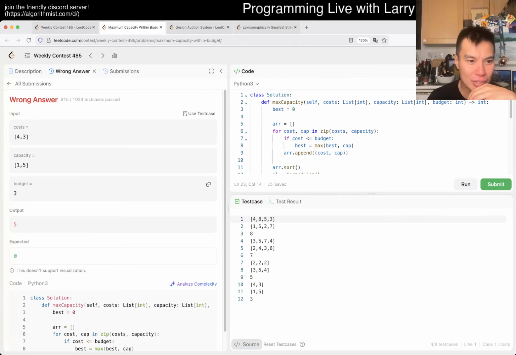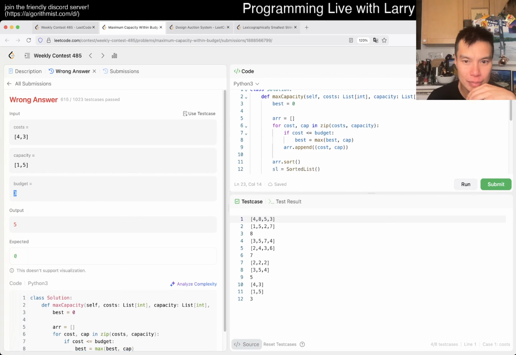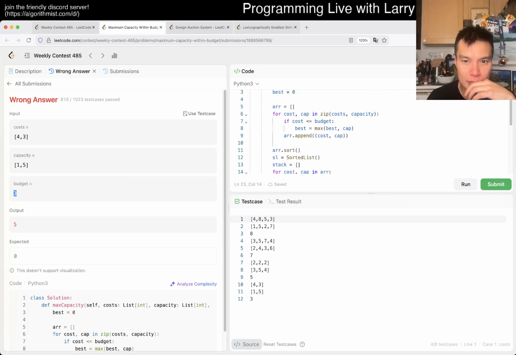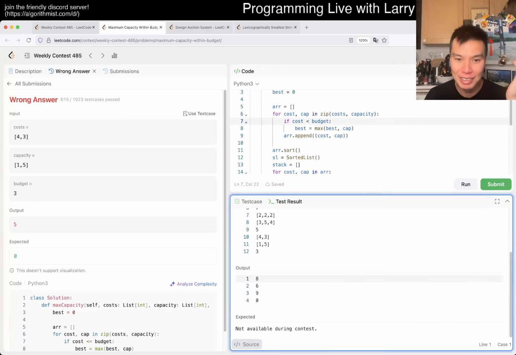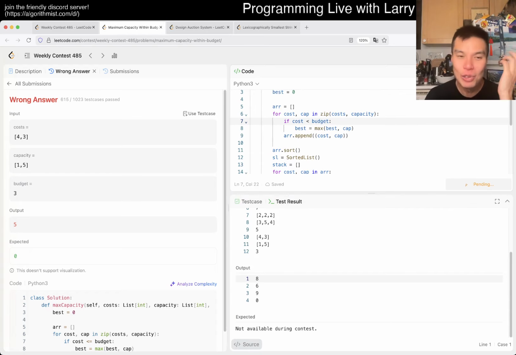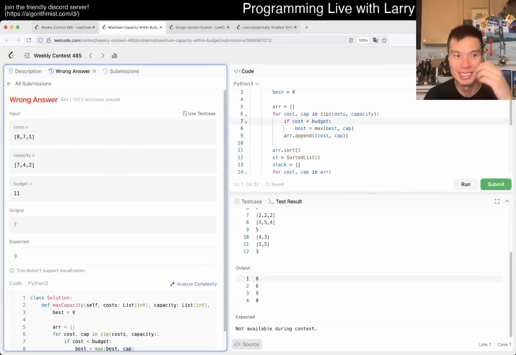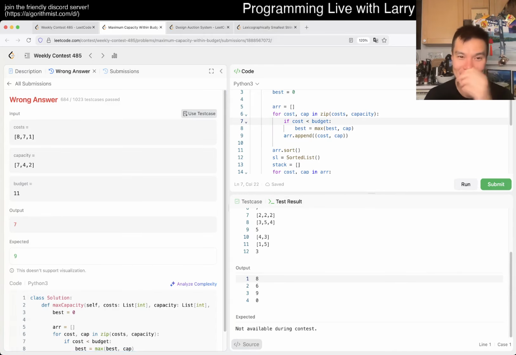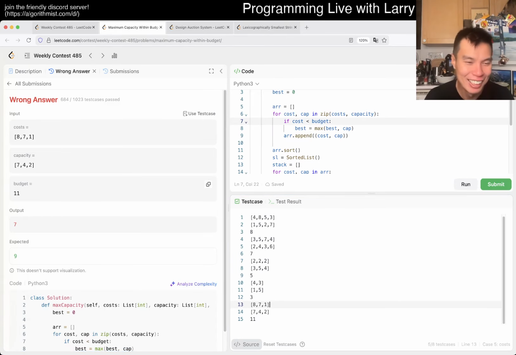But okay. Budget is 3. Oh, I forgot to change this part, because who does this? Who uses a budget and says you need to be strictly less than the budget and not exactly the budget? Oh man, I got another wrong answer because I think I'm just too tilted. Okay. Who does this? Expected 9 sounds right.